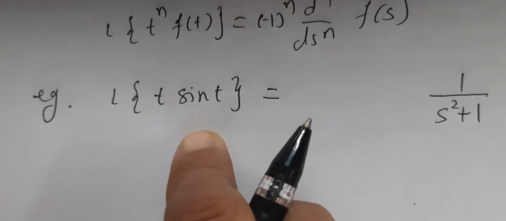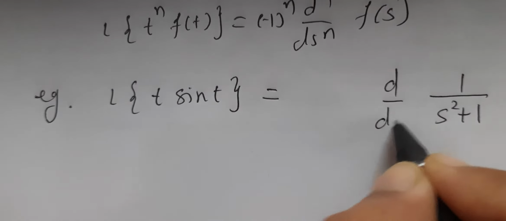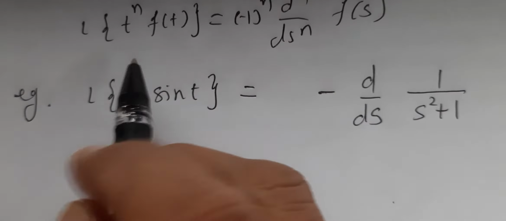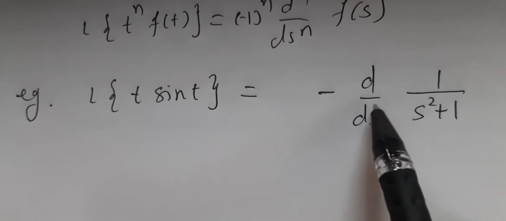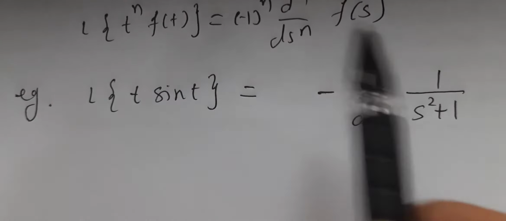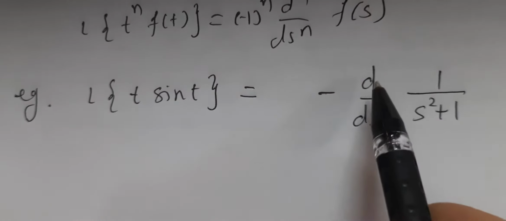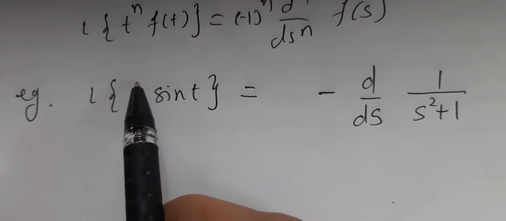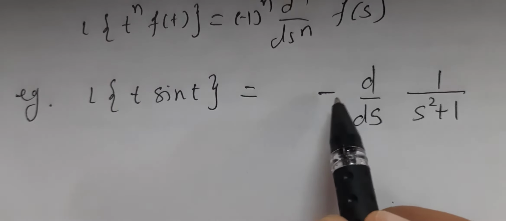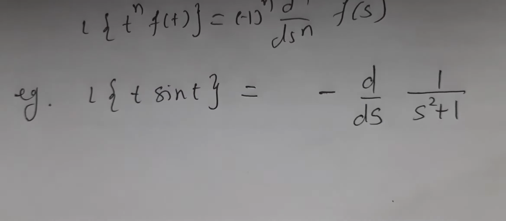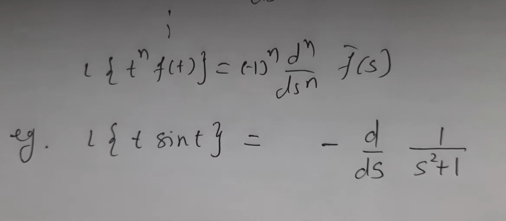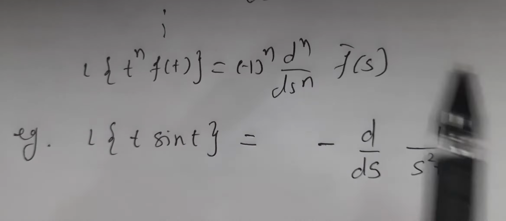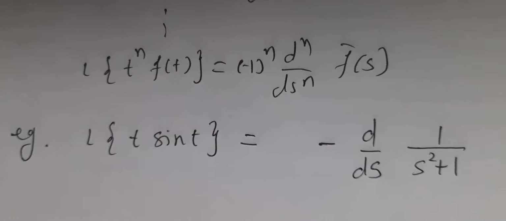Now it is into t, which means you want to find its derivative with minus sign. If it would have been t square, we go for second order derivative with plus sign. If it is t cube, we would have found the third derivative with minus sign. It means if the power of t is odd, it is minus, if the power of t is even, it is plus, and that's why in the general formula you can see here, L of t raised to n f(t) is minus 1 raised to n, nth derivative of f bar s.